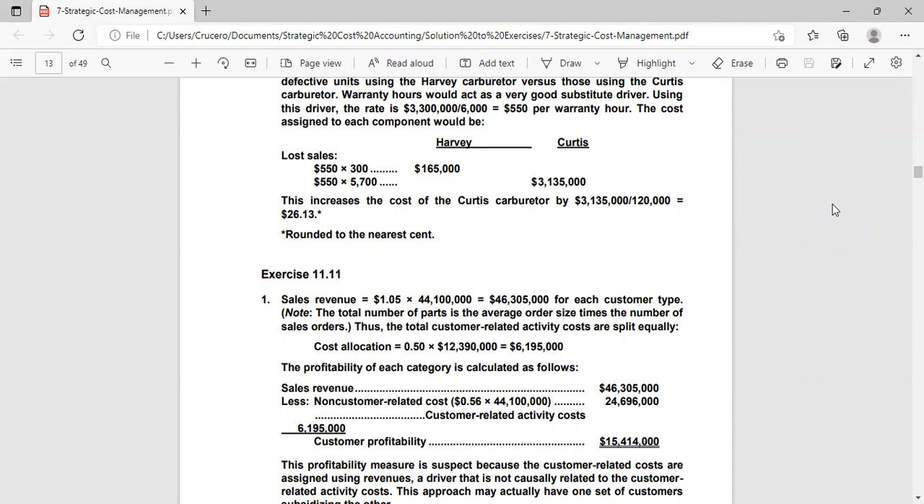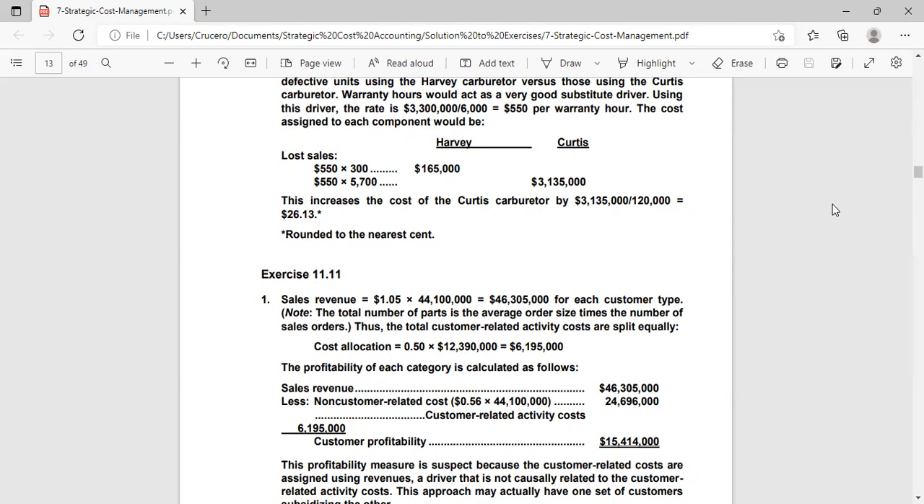So this totals 12,390,000. For requirement number 1, assign the customer-related activity cost to each category of customers in proportion to the sales revenue earned by each customer type. Calculate the profitability of each customer type and discuss the problems with this measure of customer profitability.